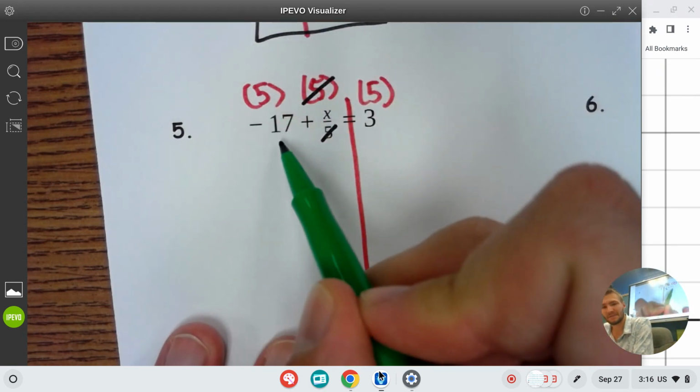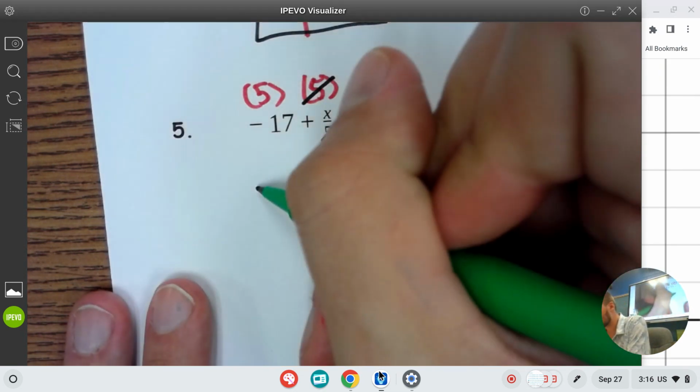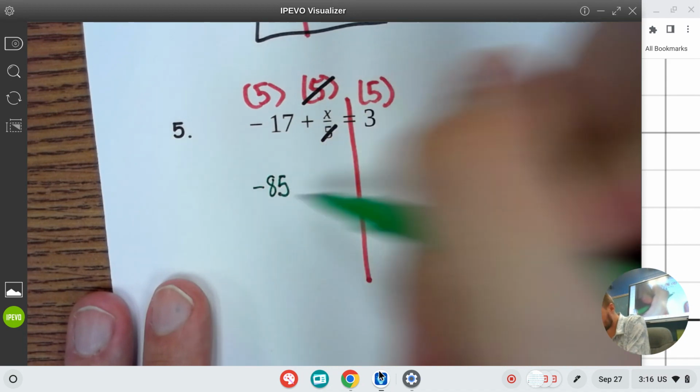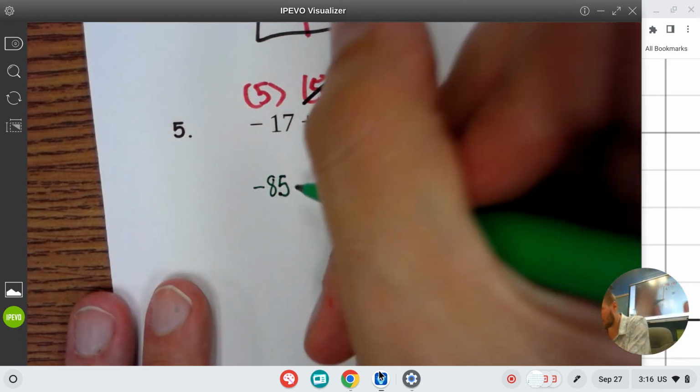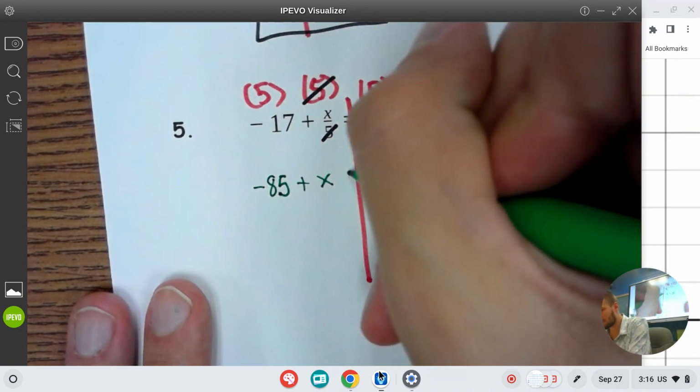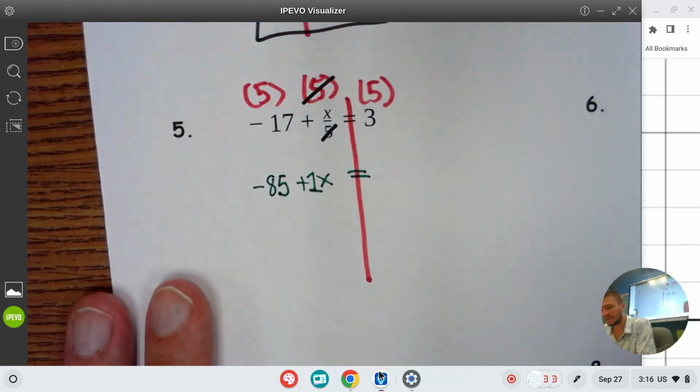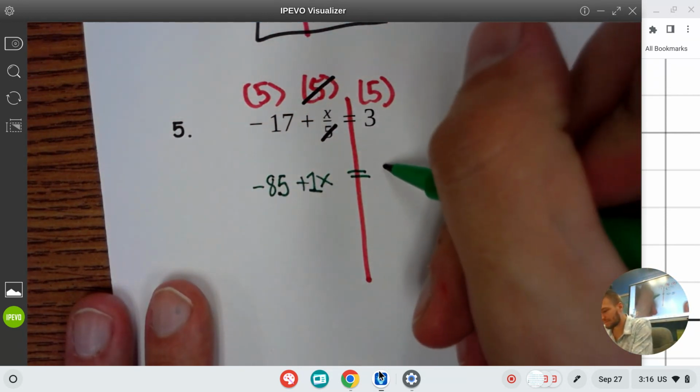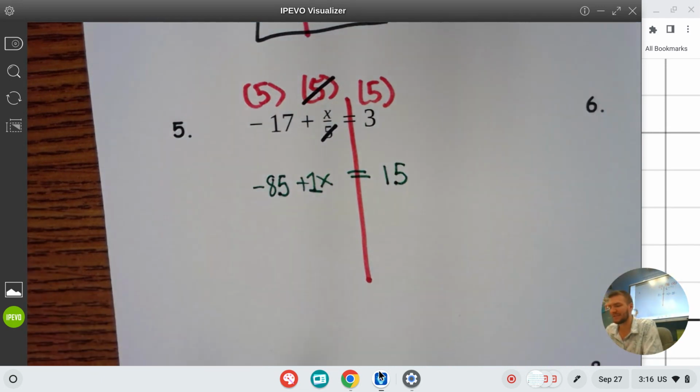Positive 5 times negative 17, negative 85. Awesome. The 5s are gone. What do we got? 1x. You can put a 1 there. Sure, 1x. And then what's 5 times 3? 15. And look, this is so easy now, guys. All the fractions are gone in 10 seconds.